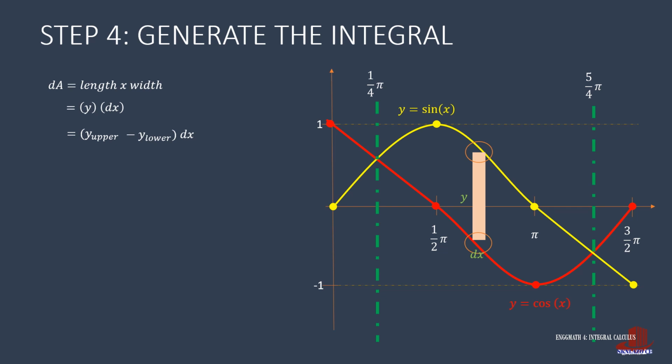Now complete the expression. The derivative of A is the upper y, or sine of x, minus the lower y, which is the red curve, or cosine of x. Then multiply it with dx. To eliminate derivatives, integrate the whole equation. So the integral of dA is A, then the right side of the equation is the integral of sine of x minus cosine of x times dx, from 5/4 of pi to a quarter of pi.